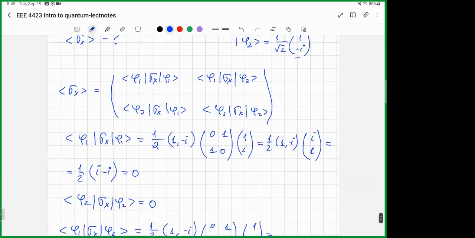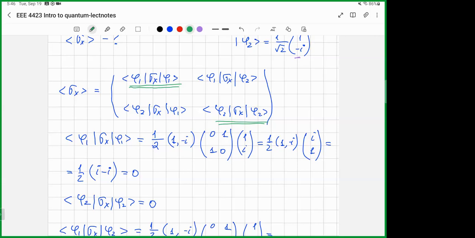So, a few words about matrices like this. As we say, the diagonal components give us the probability of finding the system in, it's not probability, it's the expectation value of observing the physical quantity in the corresponding state. For example, this first element would give us the expectation value in the state phi1. The second element is the expectation value in the state phi2.